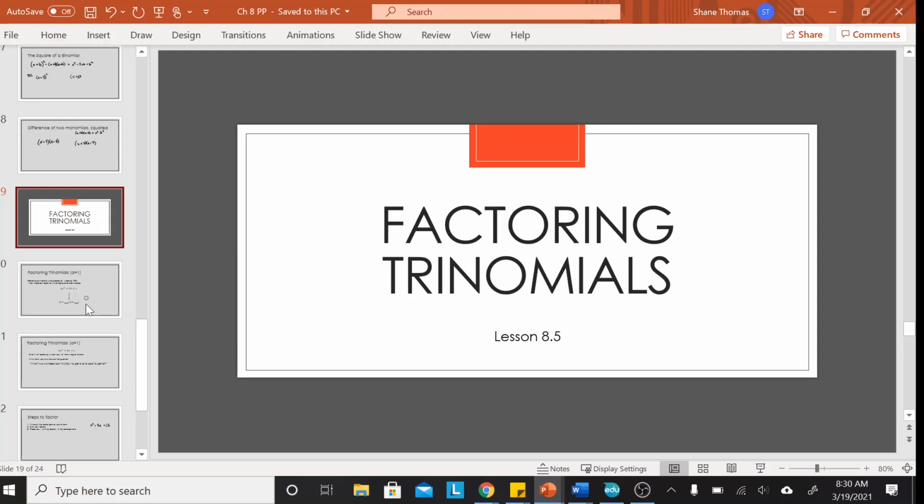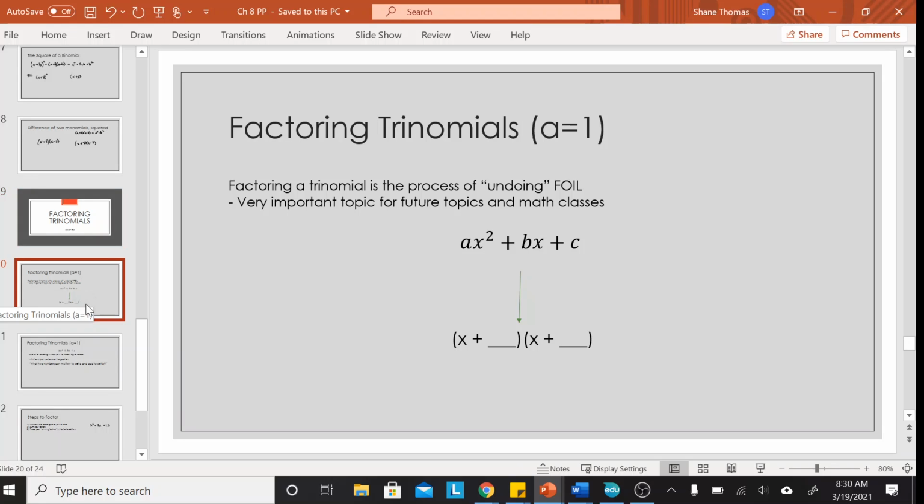So, factoring trinomials. First thing, we're going with a equals 1. This is just the style of them. Factoring a trinomial is the process of undoing FOIL. I put it in quotation marks because that's really not a proper math term. So you're undoing FOIL.